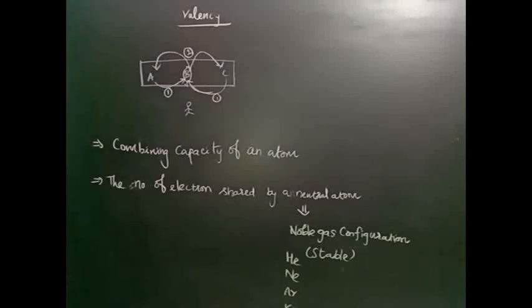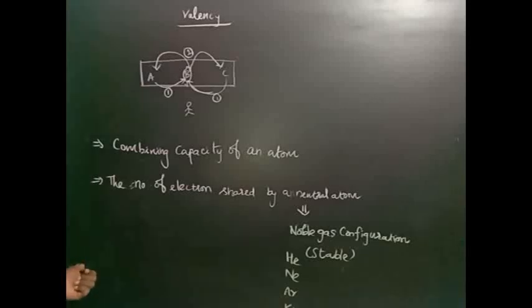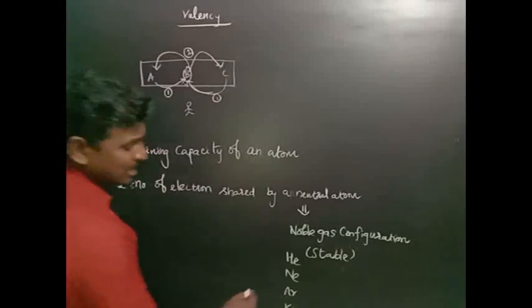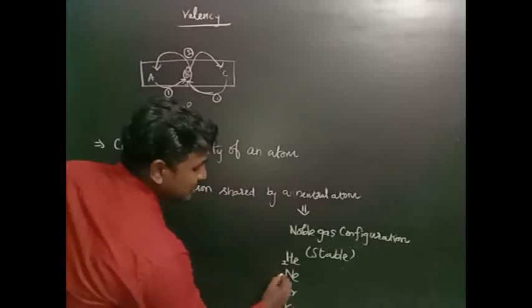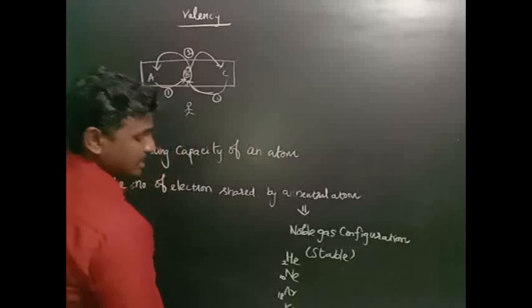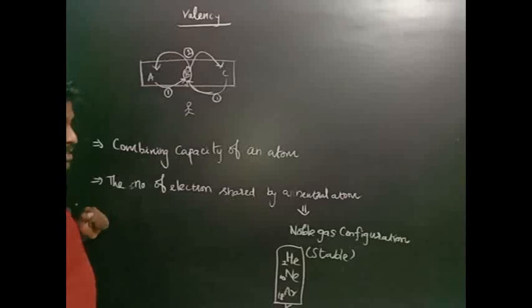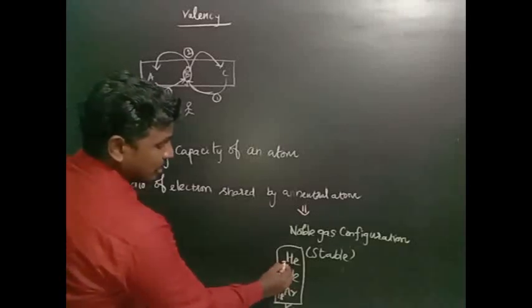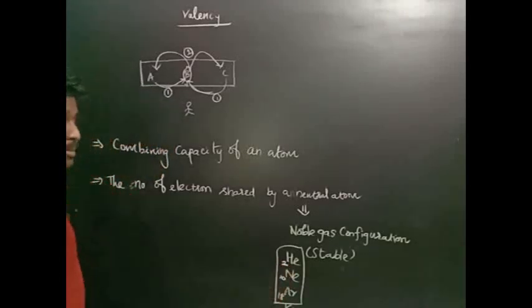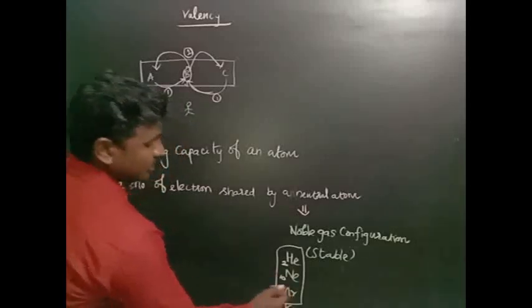There are some elements, right? So here, whatever the metals, whatever the non-metals, they wanted to get into the configurations of the noble gases. Here, what is the atomic number of helium? It is going to be 2. What is the atomic number of neon? It is going to be 10. And the atomic number of argon is going to be 18. So first let me consider these three elements. Helium has atomic number 2, neon has atomic number 10, and argon has atomic number 18.